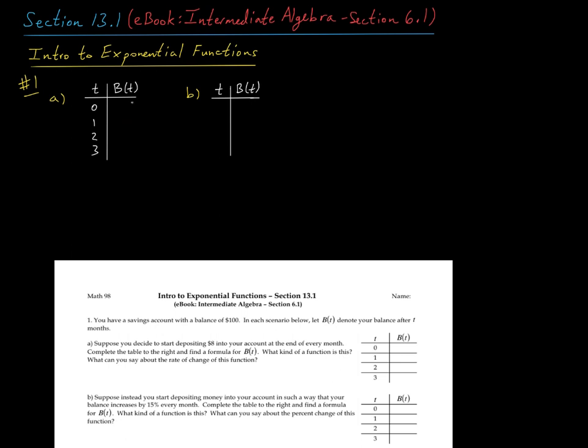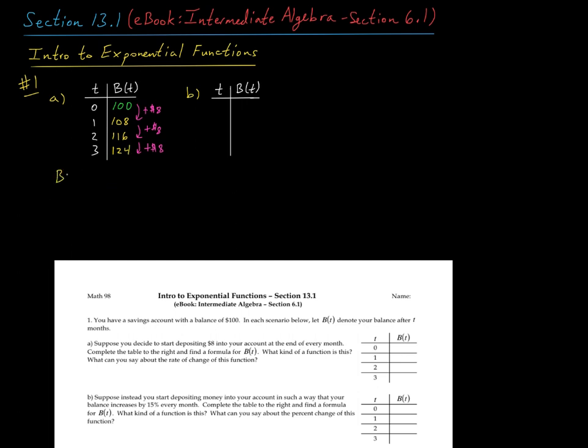Alright, so since B of t is our balance after t months, and our initial balance is $100, when t is 0, our balance would just be $100. And in part A, we're saying that we are going to just deposit $8 into our account at the end of each month. So to fill out our balance sheet here, we're just going to be repeatedly adding 8. Okay, so 108, 116, 124, so on and so forth.